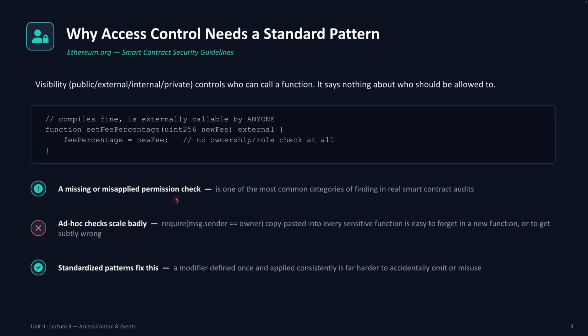Secondly, ad hoc checks scale badly. For example, if you use require msg.sender equal to owner throughout the contract, you are repeating the code, which violates the DRY principle. Whereas if we standardize the access control pattern, a modifier is defined once and can be used on different functions across the smart contract. Here, we are not even copy-pasting the code, and if something breaks, all we have to do is fix the code at just one point.